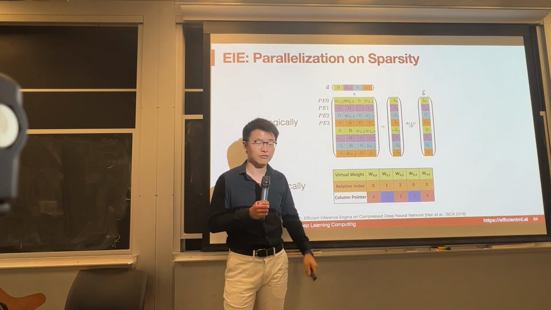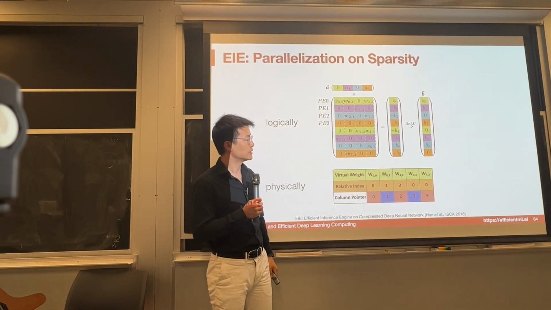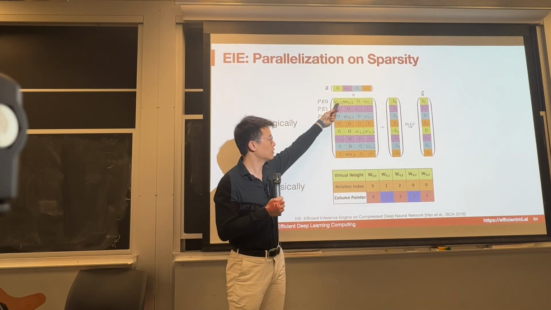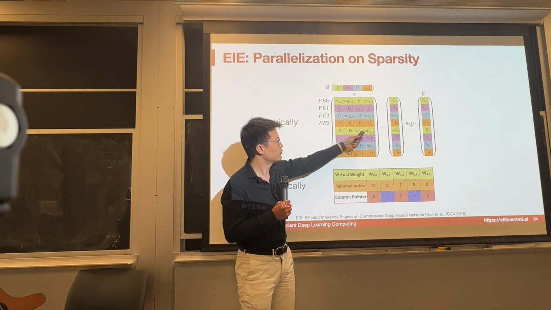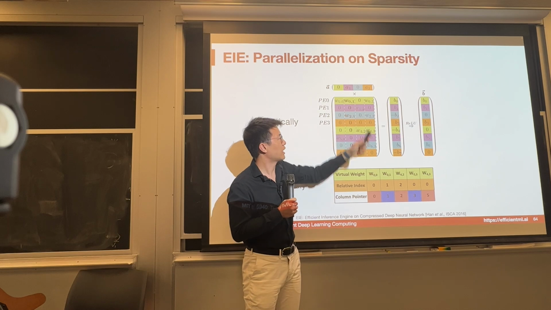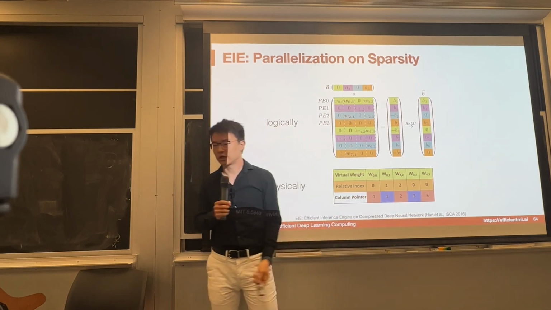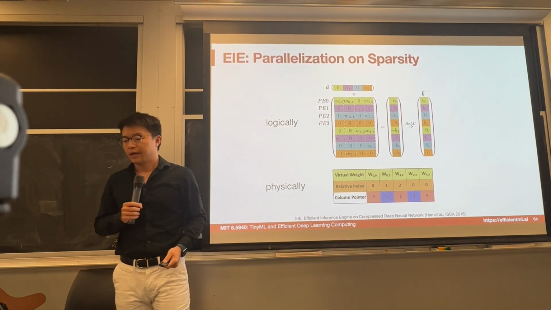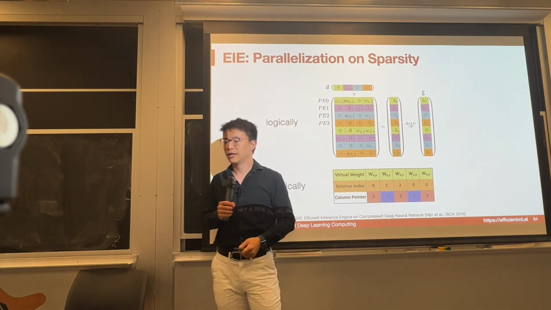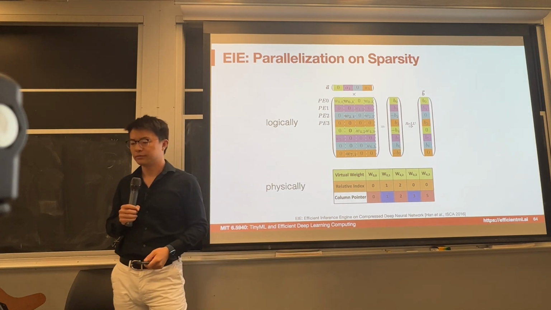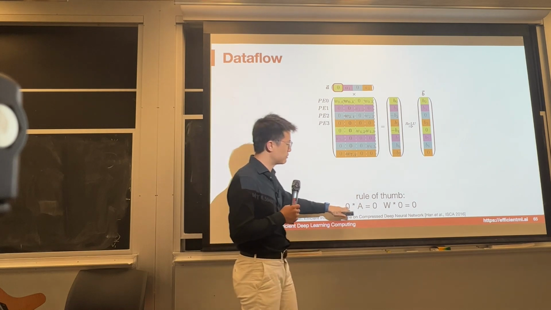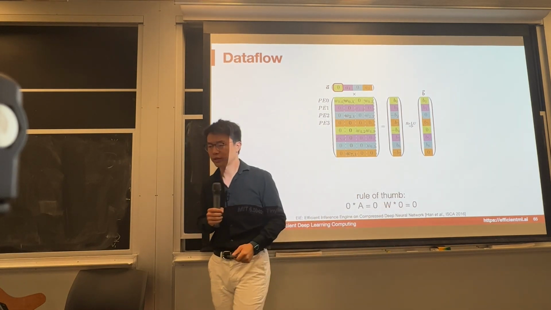And finally, we have a column pointer showing which element is starting a new column. W42 is starting a new column, and the fifth element, the last one, also marks a new column. The column pointer is usually log 2 of the number of entries. So here the rule of thumb is anything multiplied by 0 is 0, so we can ignore it.